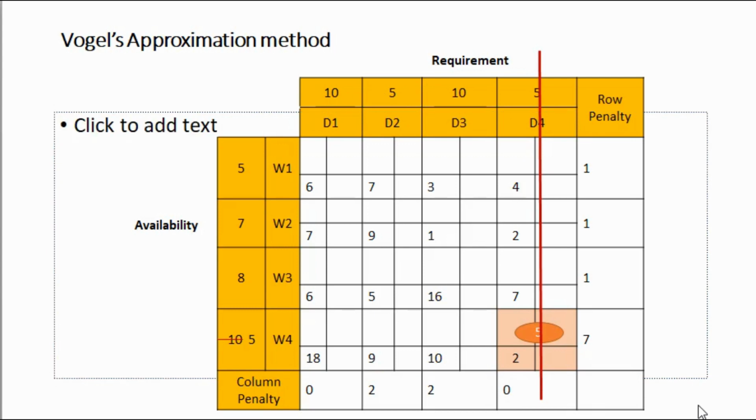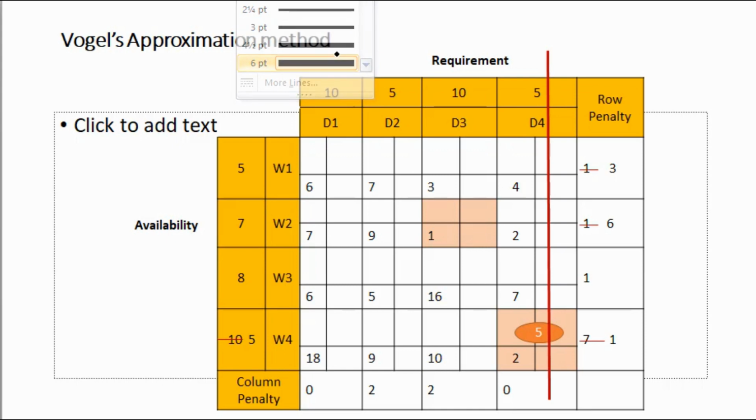Next, we go for recalculation of the penalties again. Looking at the first row now, the minimum is 3 and the next minimum is 6, so the difference is 3. In the other row, the minimum is 1 and the next minimum is 7, so the difference is 6. Those are the row penalties. This is how we calculate the row penalties and the column penalties once again, and again we take the maximum penalty and the minimum cost cell.